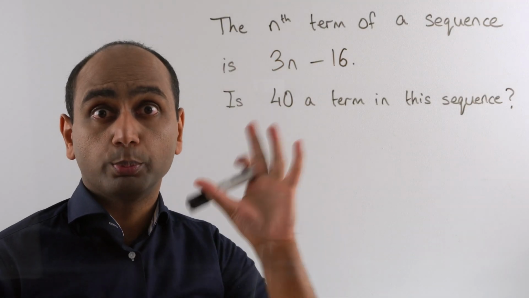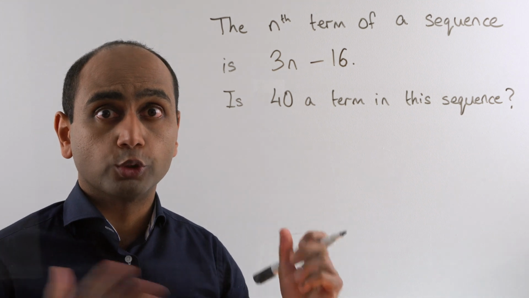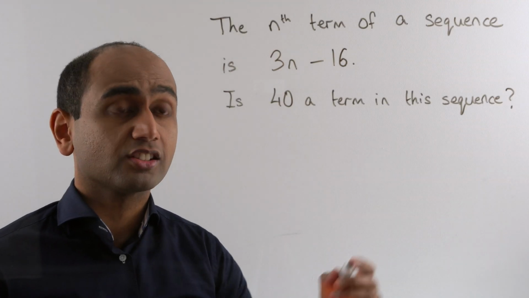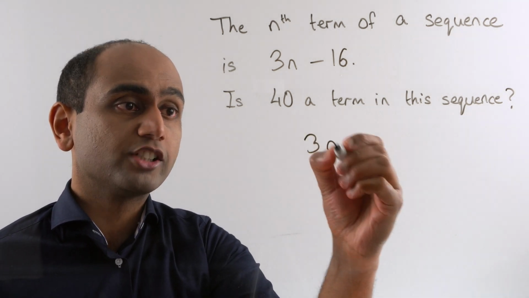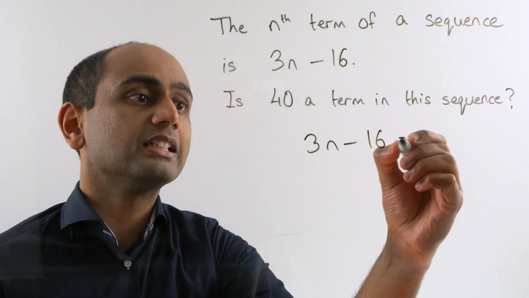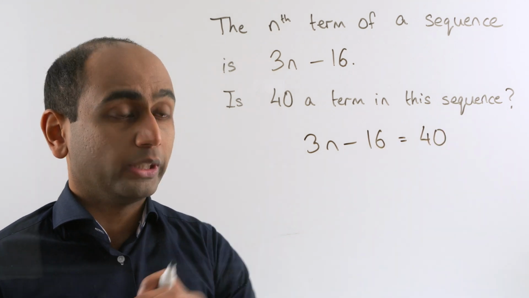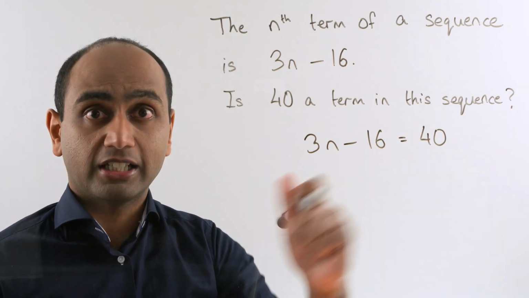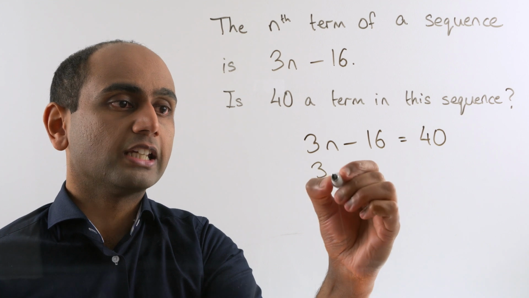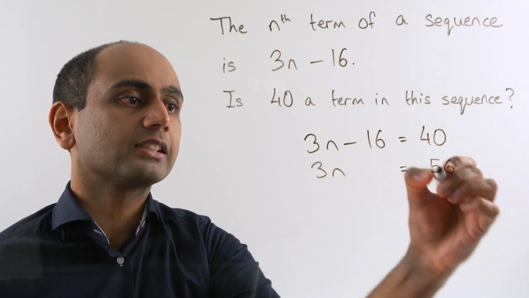Here's the final example. Pause the video and have a go at this one for yourself. Right, here's the answer. If we set up the equation, 3n minus 16 equals 40, we can add 16 to the left and the right hand side to get 3n equals 56.